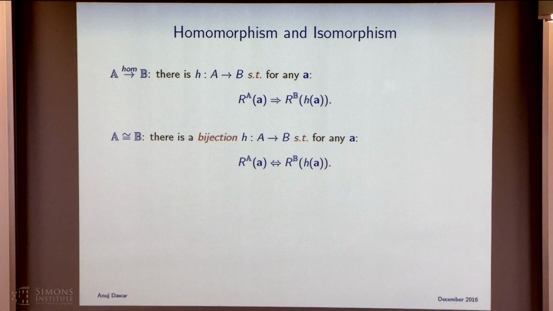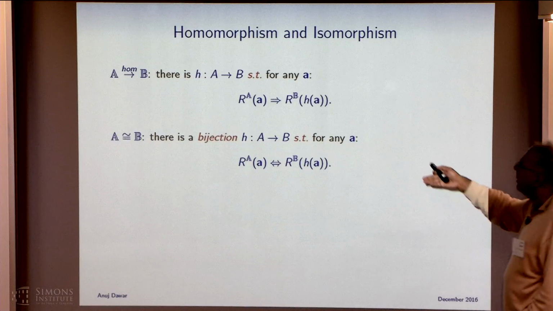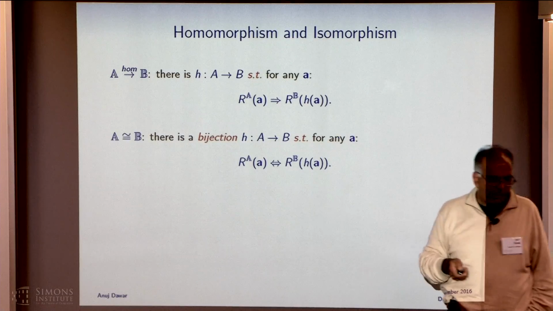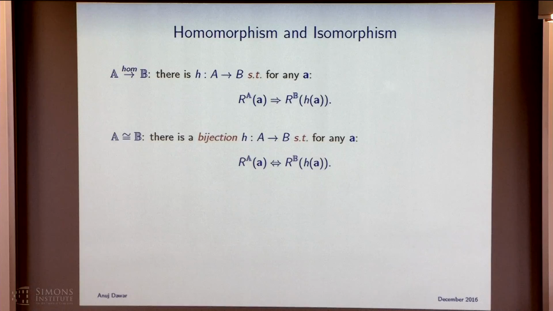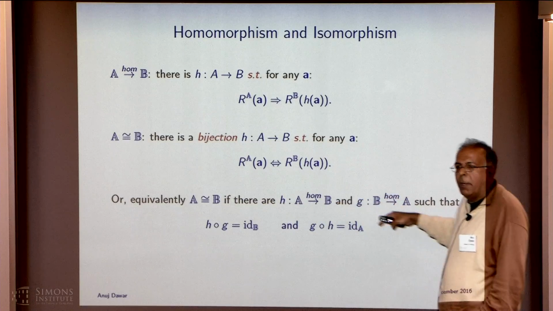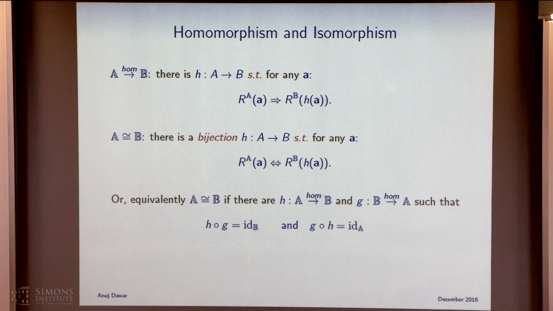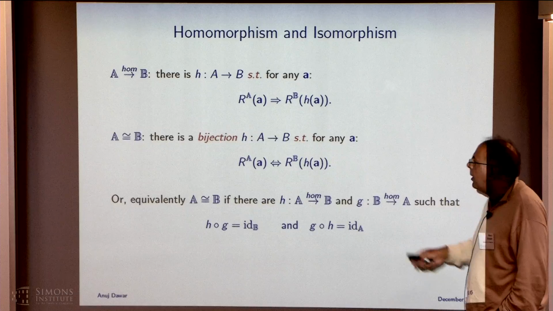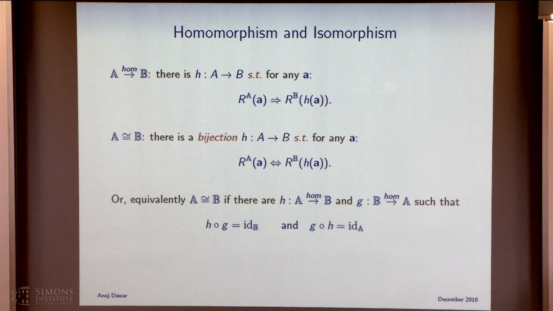There is a bijection, and now this is an if and only if. And of course, this is simply the category of finite tau structures. And so we can alternatively define isomorphism as the existence of a pair of homomorphisms which are mutually inverse, so the compositions give you the identities on the two. Okay, this is, if you will, the motivating picture.